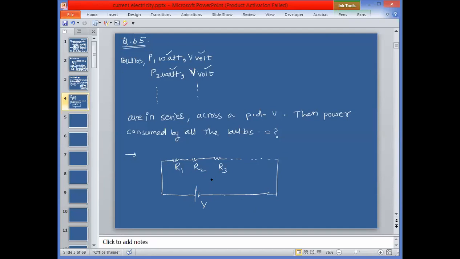Fine. Now we want to find out what? We want to find out total power consumed by all the bulbs. Means power consumed by first plus second plus third. So what we can do is this: total power consumed is equal to power consumed by first plus power consumed by second plus power consumed by third, plus so on. Because don't check whether the resistances are in series or parallel. If you are finding out power, just add all the powers.